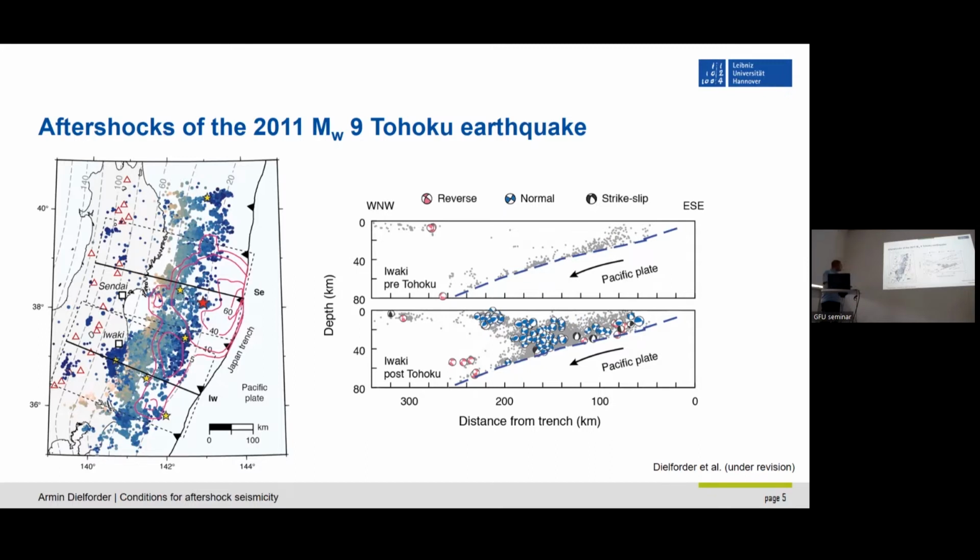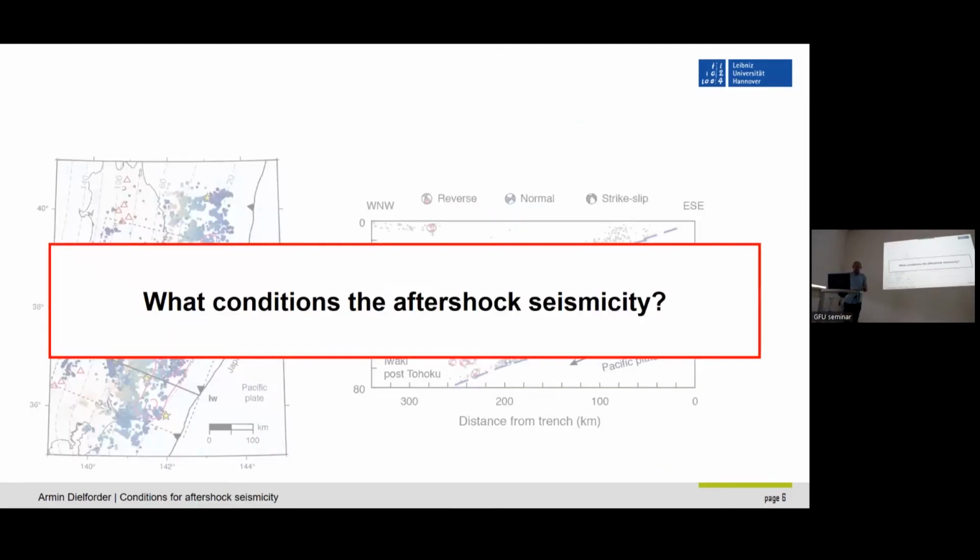If we summarize that all together, we have comparatively little aftershock seismicity onshore and intense aftershock seismicity offshore. And there's also a difference between the north and the south. And apparently that doesn't really fit the amount of earthquakes. So where we have the higher slip, we have less aftershock seismicity than in the south, where the earthquake rupture was less intense. And the big question is what conditions this aftershock seismicity, how can we constrain the controlling parameters, and what can we learn about that?